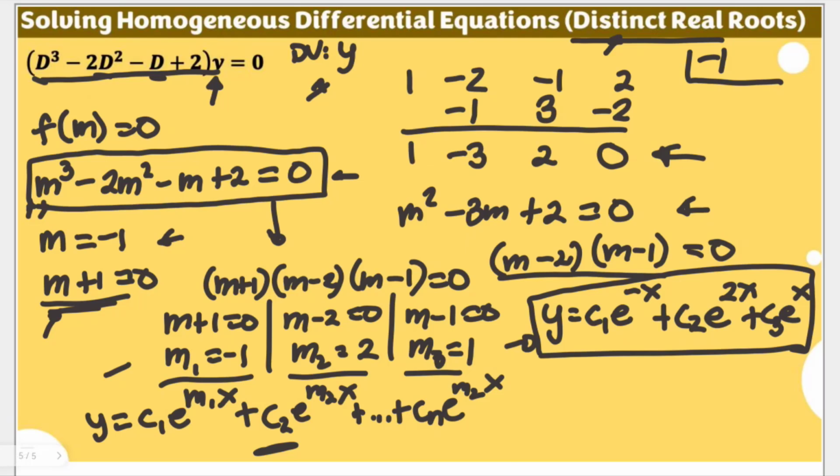As mentioned in the previous video, this could be interchanged. You could have 2 here, this would be your 1, this is your negative 1, even if not interchanging your constants because they are arbitrary constants, but it doesn't matter, it's just the same. But for the purpose of the presented roots earlier, we started with negative 1, then 2 and 1, so we arranged it in this manner.